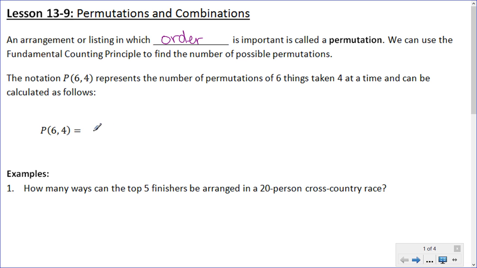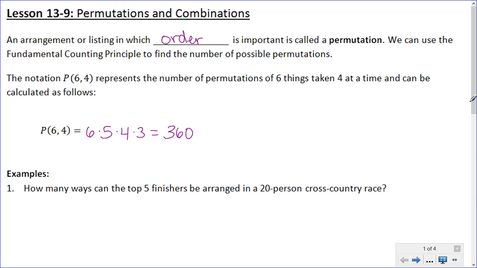Well, we start with the first of the 4 things that you need to choose, and you have 6 choices to choose from. And then once that first one's been chosen, you only have 5 left to choose for the second one. Once that one's chosen, you have 4 left for the third one, and then only 3 choices left for the fourth one. And we don't keep going because we're only choosing 4 things. 1, 2, 3, 4. And if we multiply this out, 6 times 5 times 4 times 3 is 360.